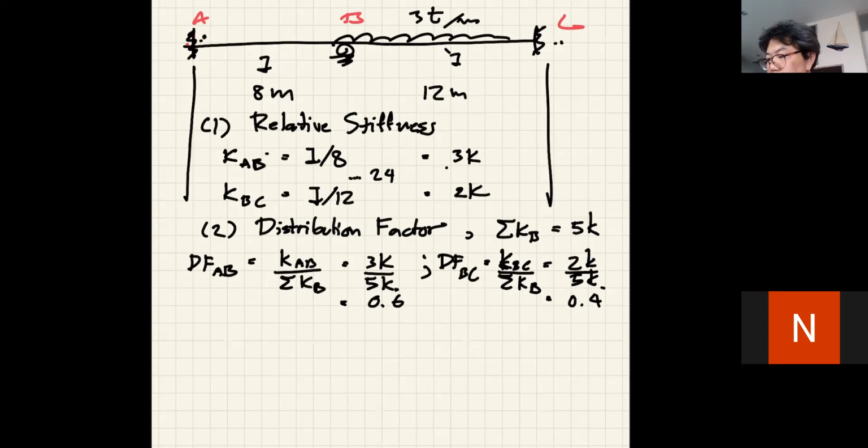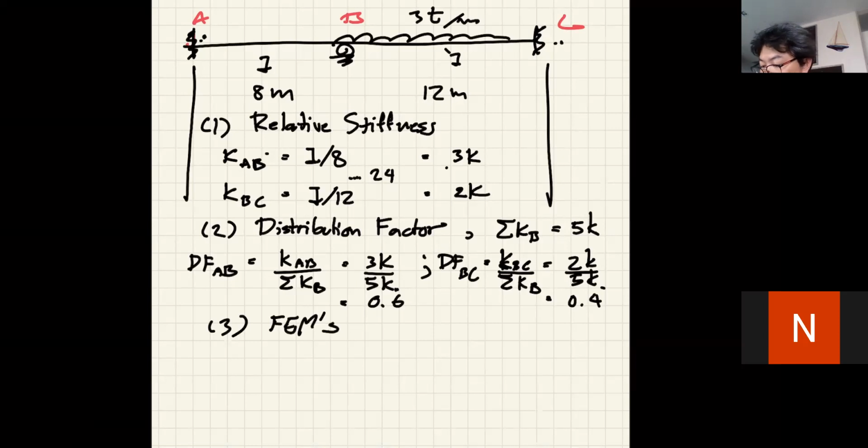Okay, in this case, they all have the same moment of inertia, but member AB is shorter, and therefore it is stiffer. And because member AB is stiffer, it will help contribute in balancing moment at B more than member BC, which is less stiff. Okay, so now the third one is the fixed moment.